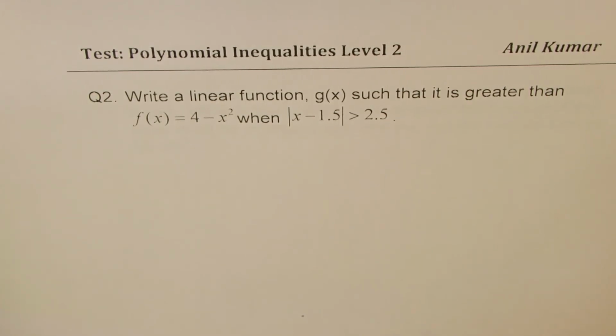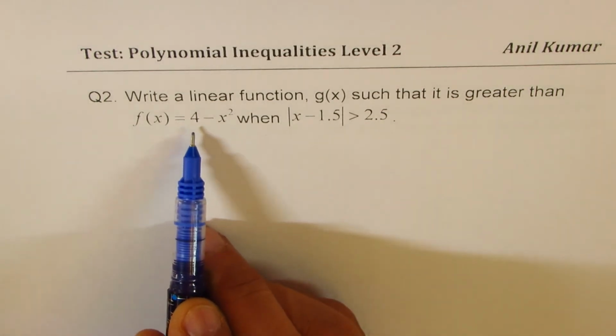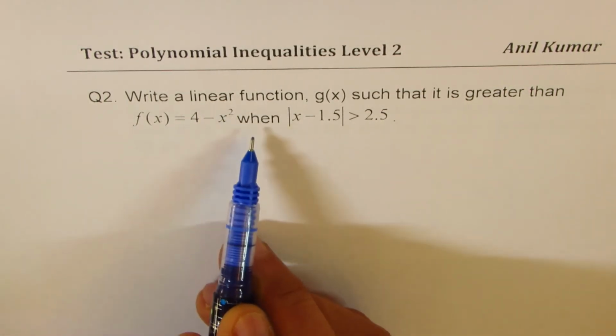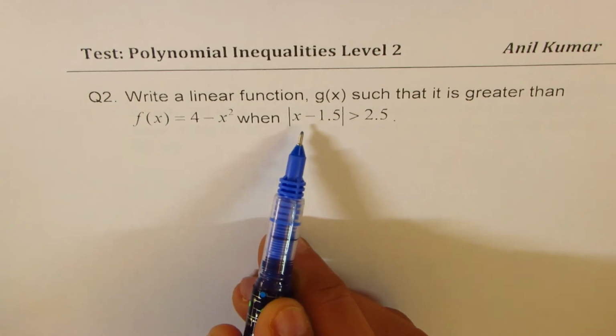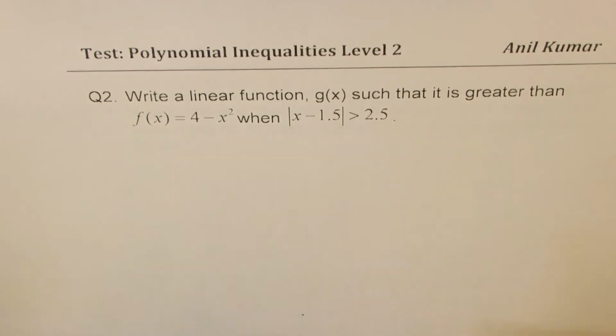Question number 2. Write a linear function g(x) such that it is greater than f(x) equals 4 minus x squared when the absolute value of x minus 1.5 is greater than 2.5. So we are relating three functions in this particular case and then trying to find the solution of an inequality. I'd like you to pause the video, answer this question, then look into my suggestions.